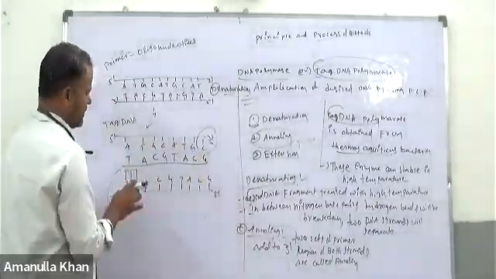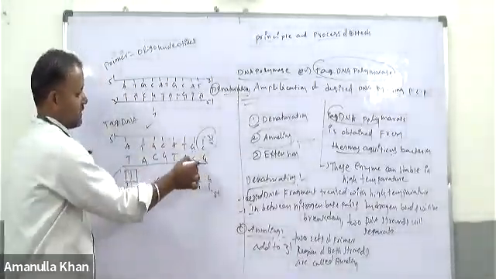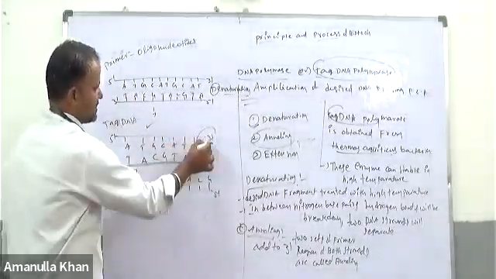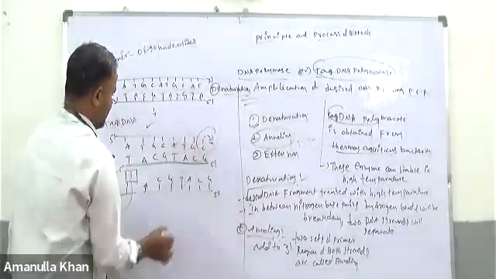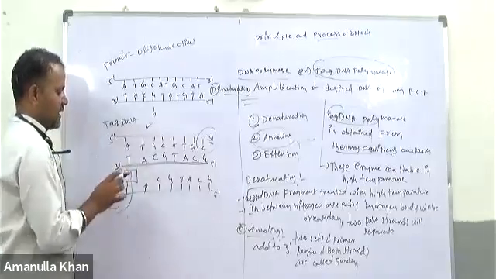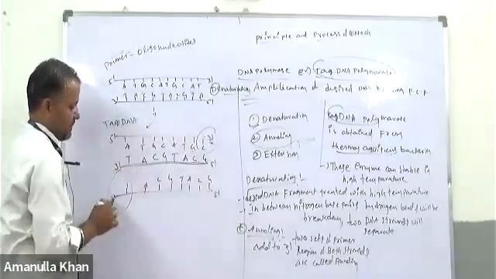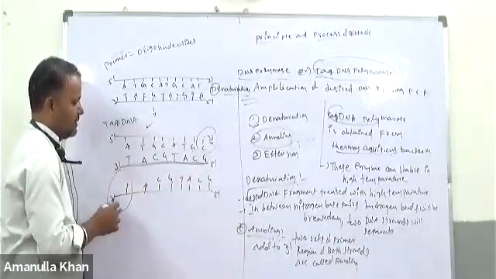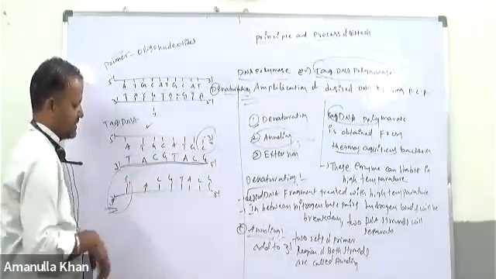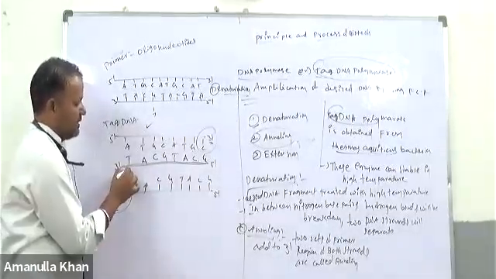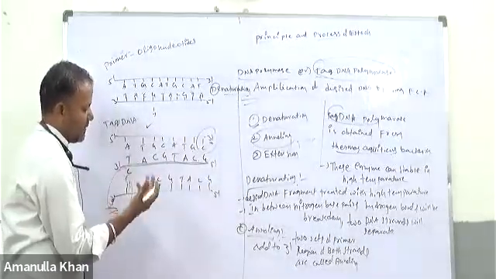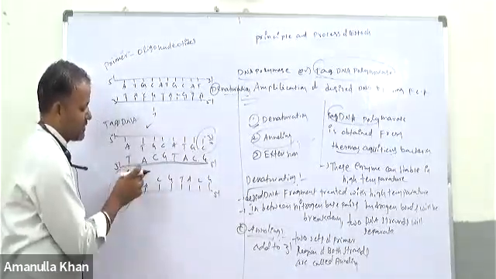This step is called extension, from this direction to this direction. This is the 5' direction and this is the 3' direction. Here also a primer is there at the 3'. Here G is present, so the primer provides C. Then the DNA polymerase extends the primer from this position to this position.